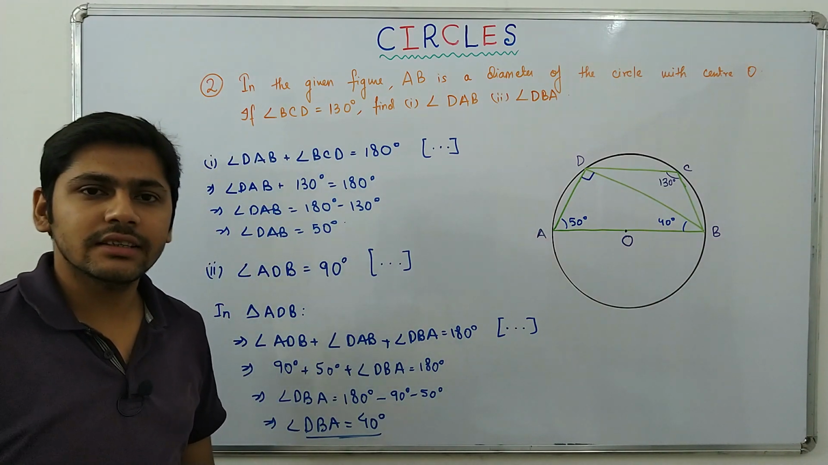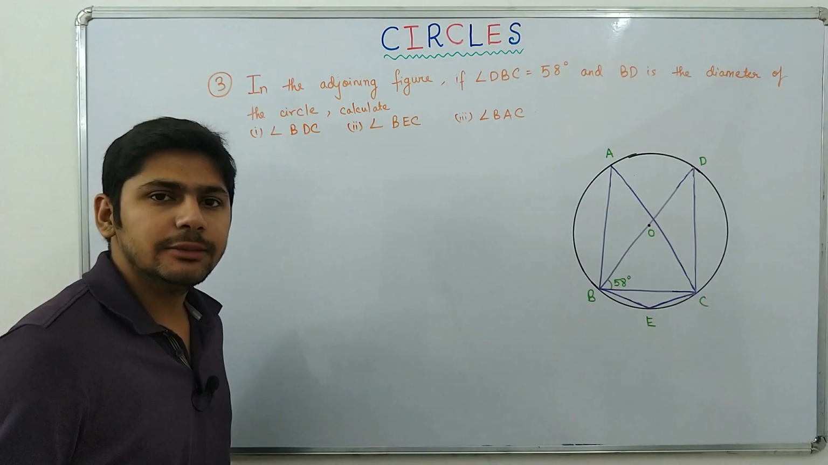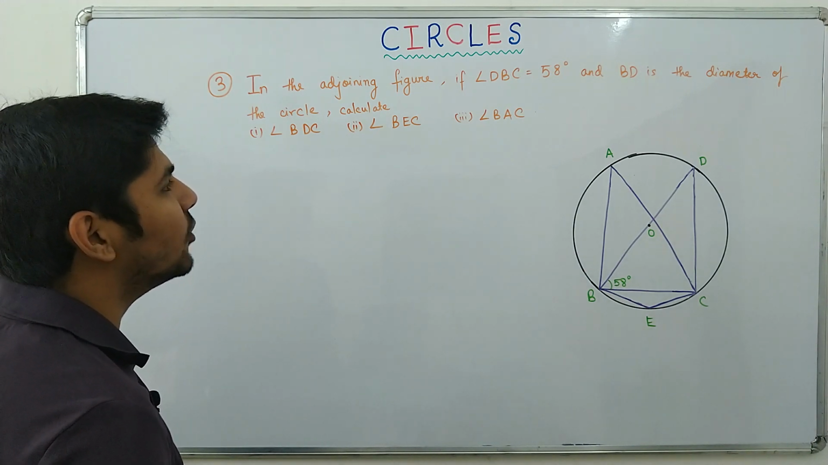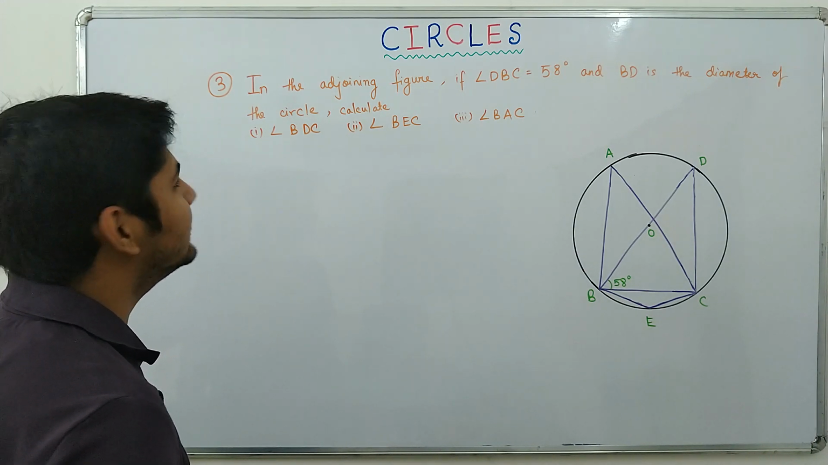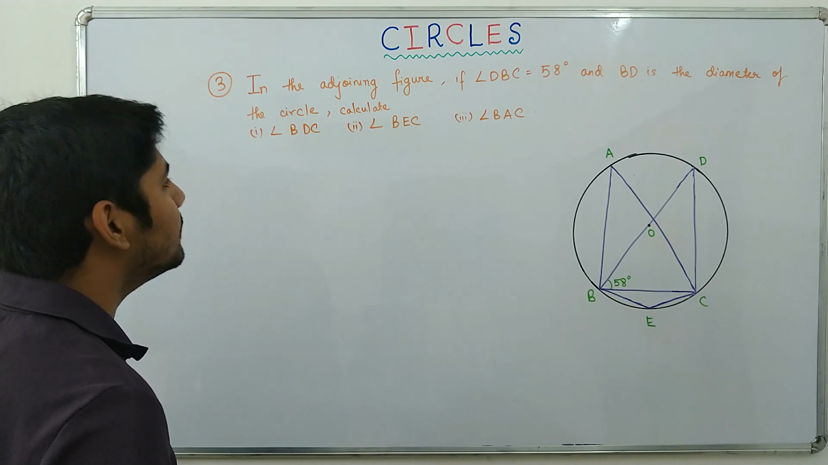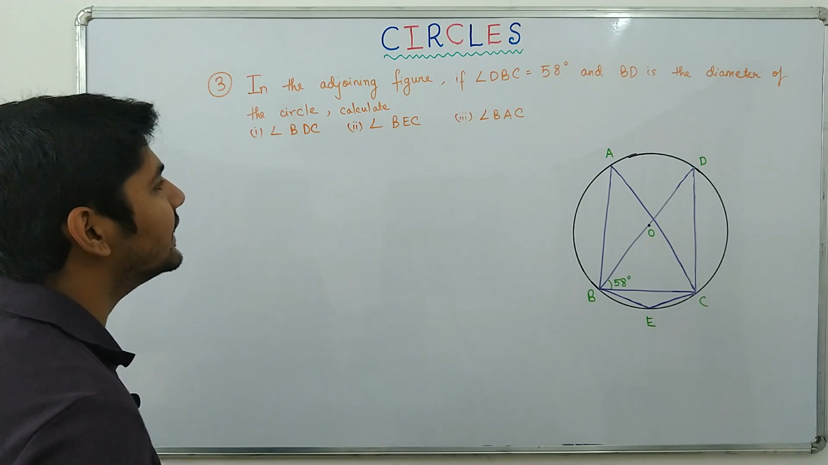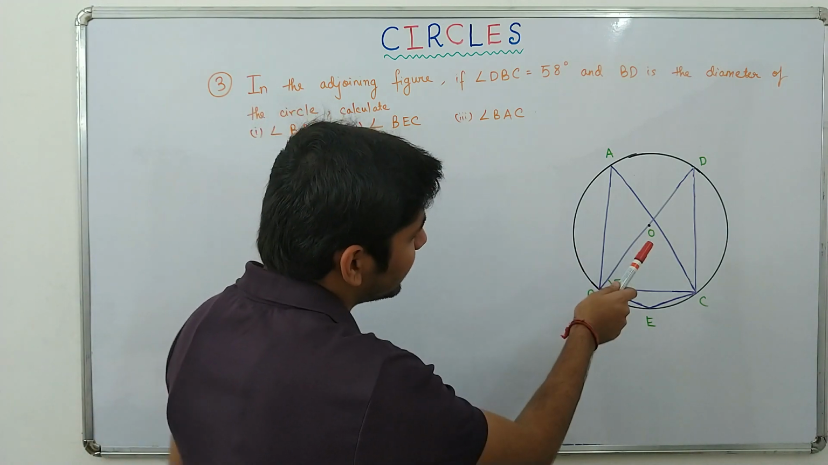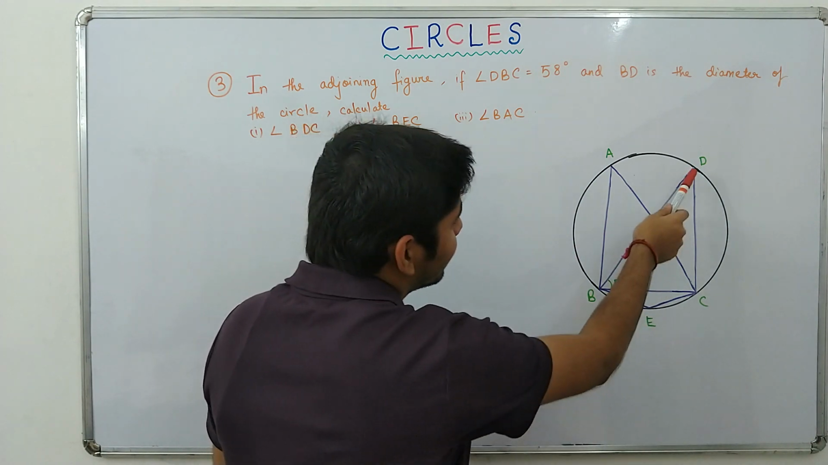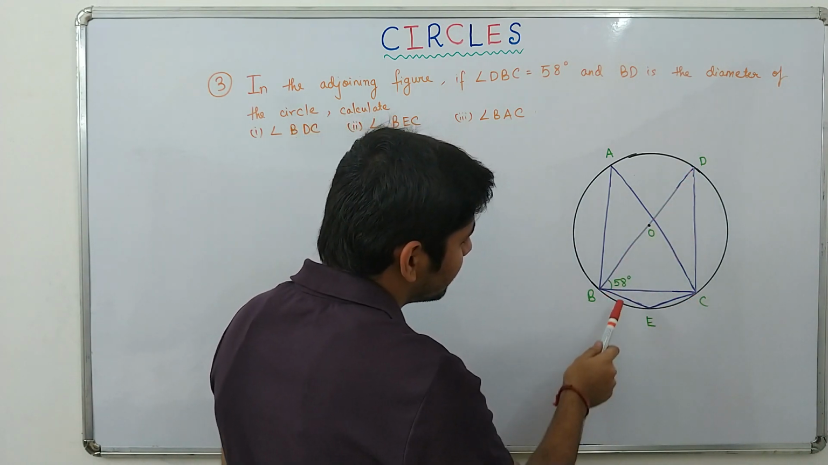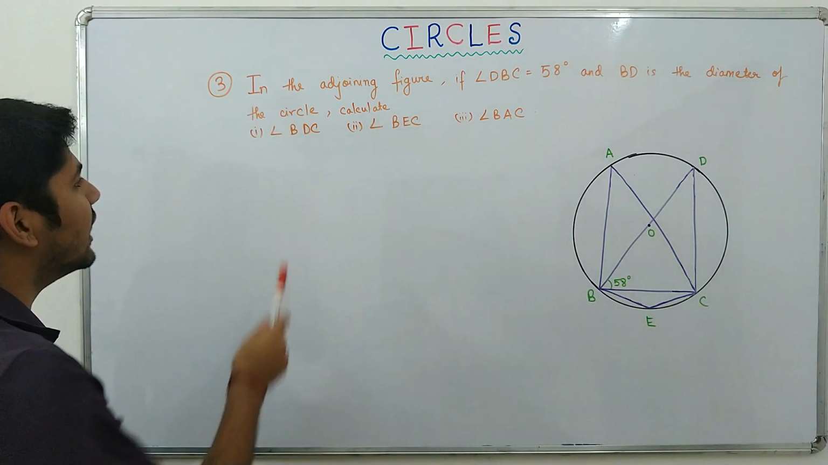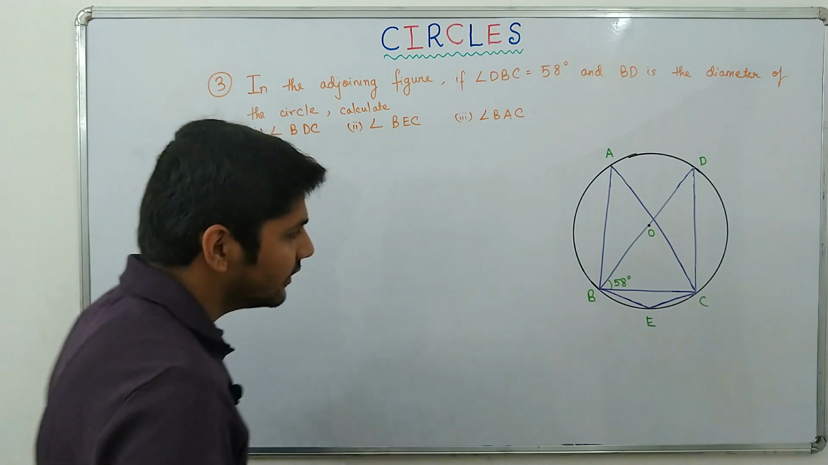Now we move on to the next sum. Let's begin with sum number 3. In the adjoining figure, if angle DBC is equal to 58 degrees and BD is the diameter of the circle, you have to calculate number 1, angle BDC, number 2, angle BEC, and number 3, angle BAC. This is the given figure. BD is the diameter of the circle and angle DBC is given as 58 degrees. So let's begin. First of all, we have to calculate angle BDC.